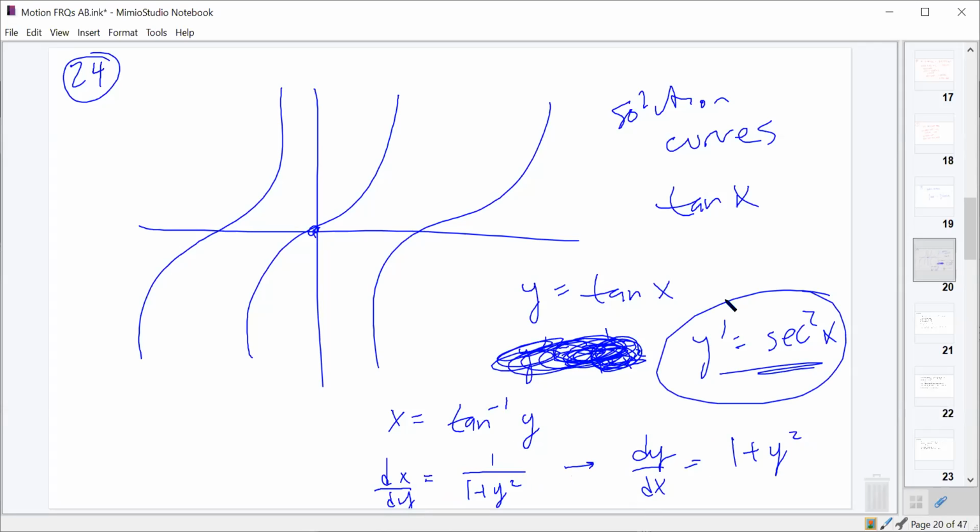I wouldn't expect them to throw something like this at you, where you've got to take the inverse of it and do it that way. But that's how you do that one. I don't know why I was thinking for a second the derivative of tangent was 1 over 1 plus x squared. That's atrocious.